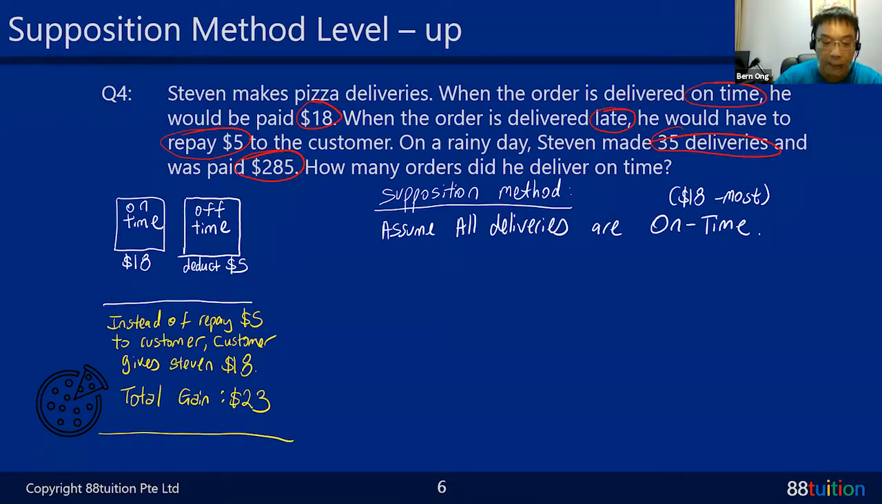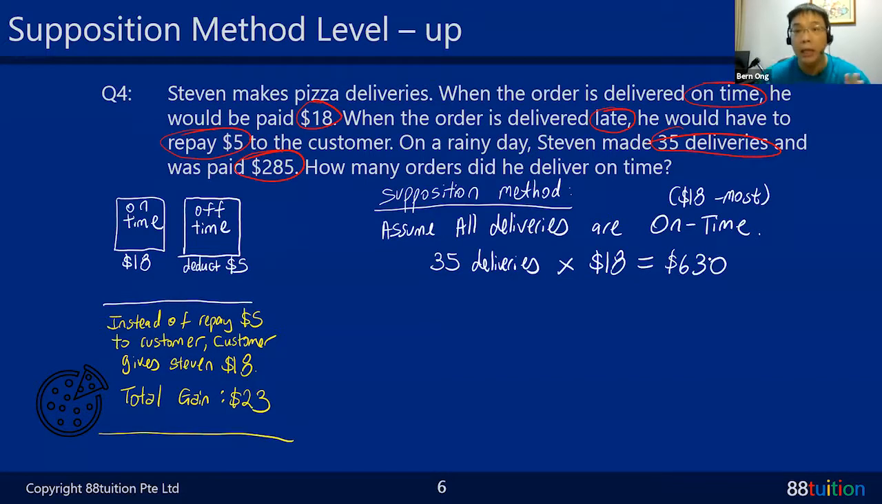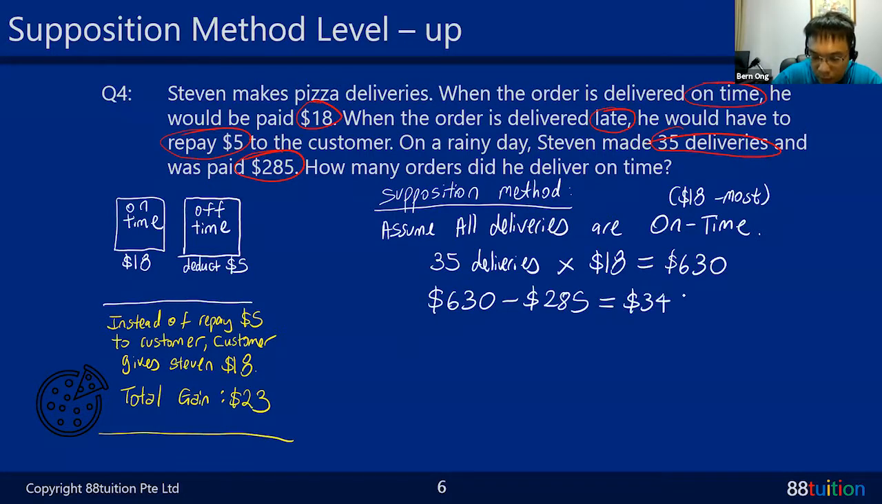So now, how many deliveries are there? So he made a total of 35 deliveries. So 35 deliveries inside, all 35 are on time, means $18 times 35. 35 times 18, I will receive $630. But is it true that I received $630? No, I only received $285. How come there's this difference? 630 minus 285. The difference of 345. This 345, the money comes from where? It actually comes from the off-time delivery.